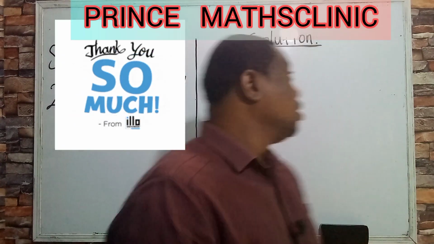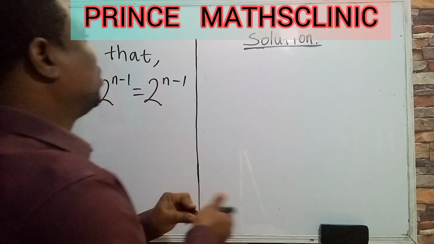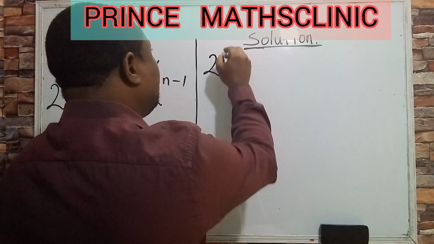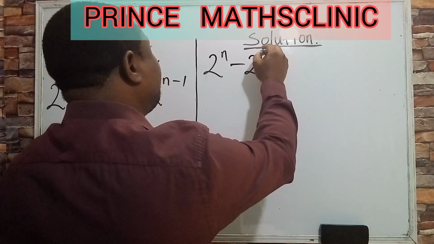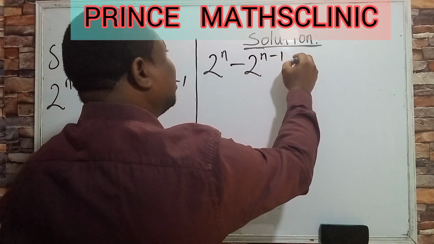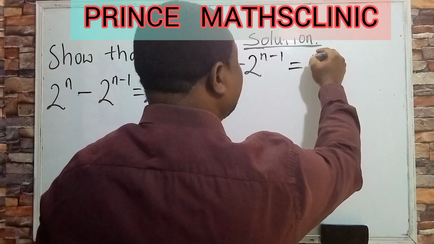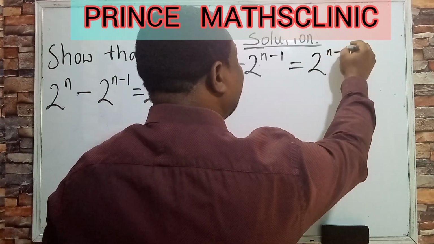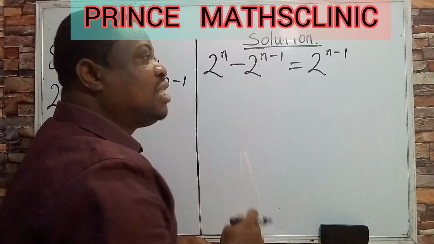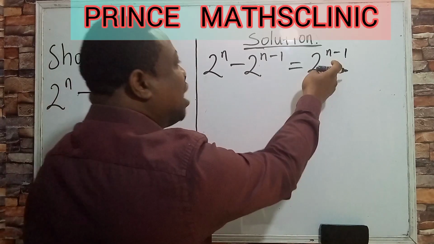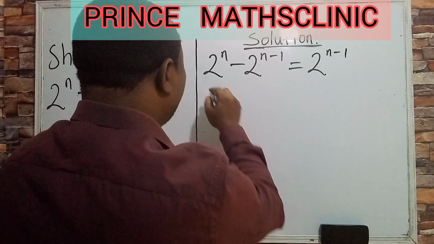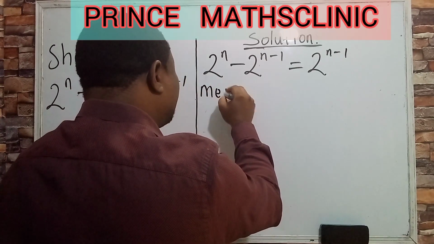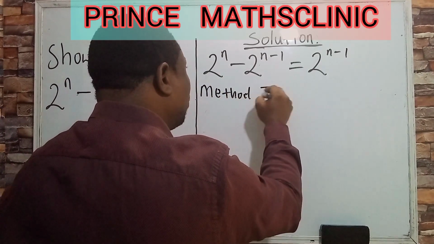All right, looking at this question, we have 2 to the power of n minus 2 to the power of n minus 1. We want to show that it is equal to 2 to the power of n minus 1, that the left hand side is equal to what you have at the right hand side. So I'm going to use this as my first method, method 1.